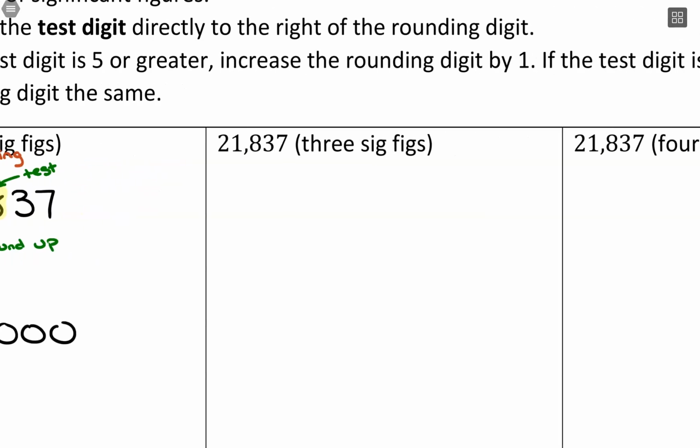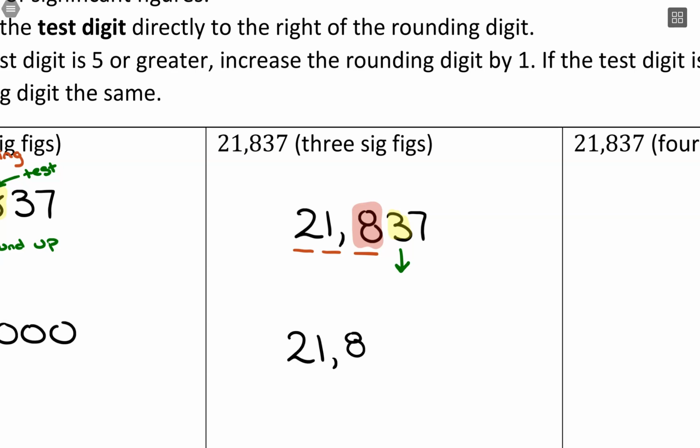Okay, so with that, we're going to use the same number, 21,837, but then what I want to do is have 3 significant figures. So counting from the left, I'm going to have 1, 2, 3. That makes 8 my rounding digit, which means I need to test it with the 3. The 3 is going to tell me whether I round up or down, which because 3 is small, we're going to round down, so we're going to keep the 8. So that means we're going to have 21,000. 8 stays the same because we're rounding down, and then just zeros. And that gives us 3 significant figures.